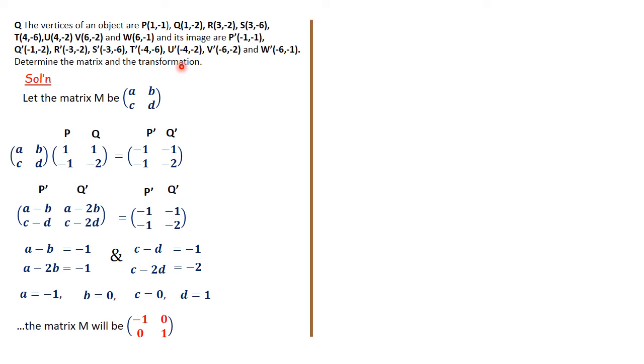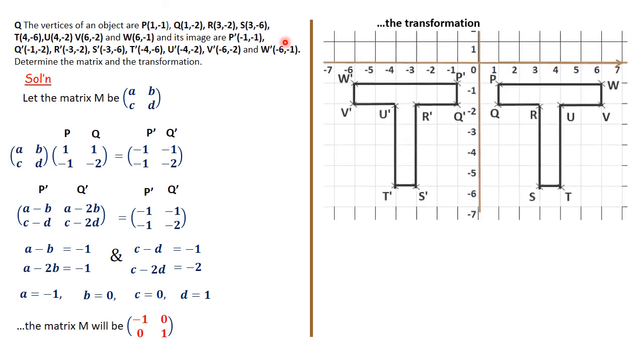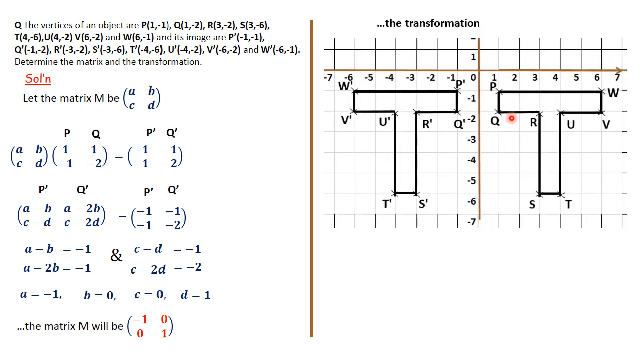Now, to identify the type of transformation there is, I plotted PQRSTUVW and its object. That's the object and its image, and that's what we have there. It's some sort of a letter T. This is the object, and this is the image. And so someone would be wondering, what is the transformation? How is this T transformed to get to this other one?